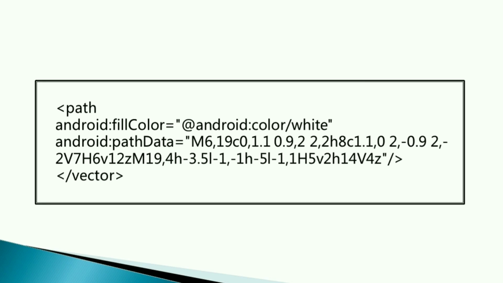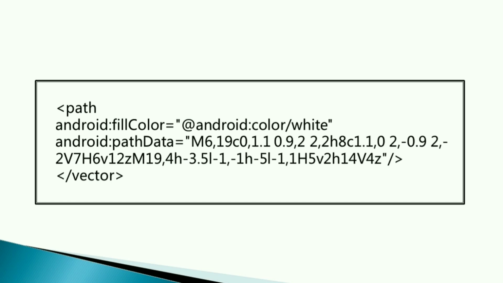We have added attribute path data of namespace Android. Path data is used to specify the shape of vector graphics. The value of this attribute includes path commands. Path commands are comprised of alphabet followed by one or more numbers. The numbers are often comma separated but don't have to be. The alphabet can be upper or lowercase. Uppercase means absolute position, lowercase means relative position.